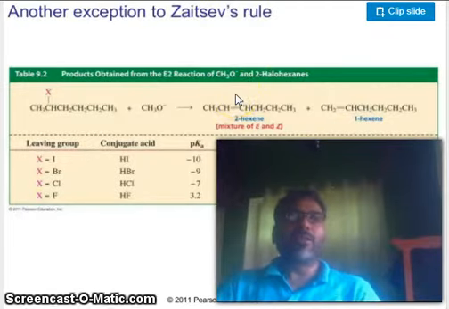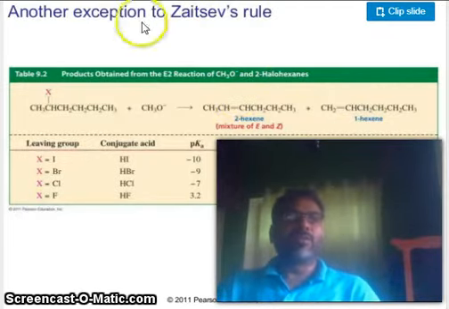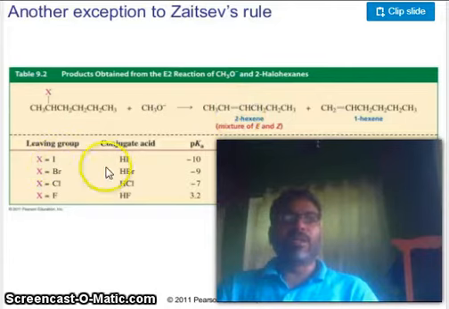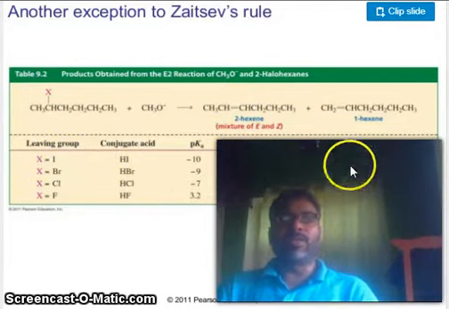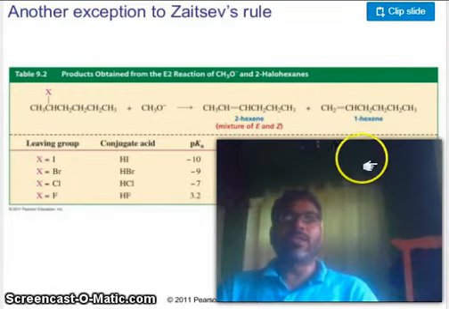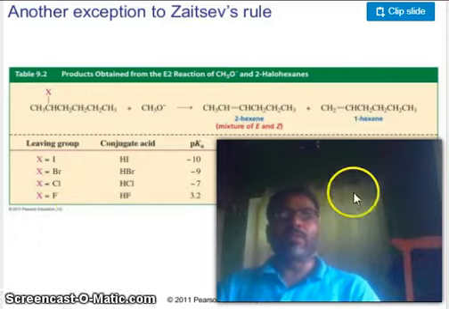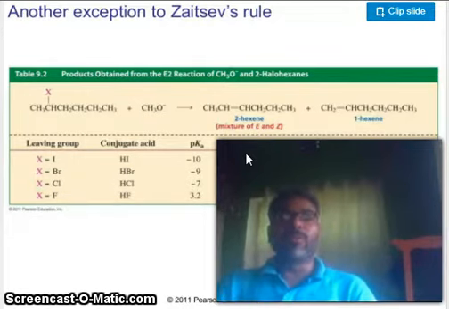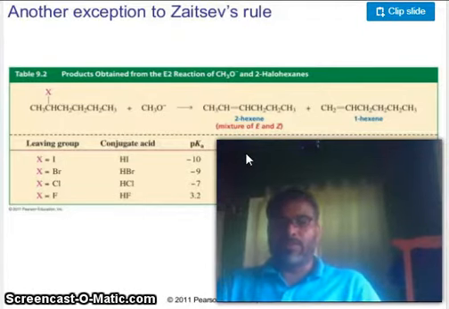Now, another exception to Zaitsev's rule is the leaving group. You see X is here, forming a mixture of E and Z 2-hexene and 1-hexene. So now the leaving group, conjugate base pKa, more substituted products and less substituted products. You see that 81% if iodine is there and 90%. If you have fluorine, then the reverse, 30% and 70%. So this table is very informative for CSIR NET and GATE examinations.